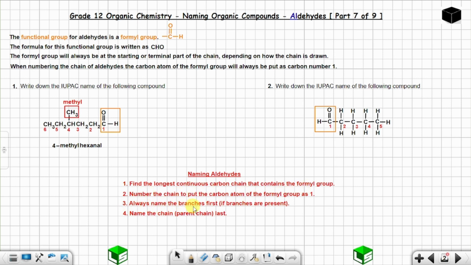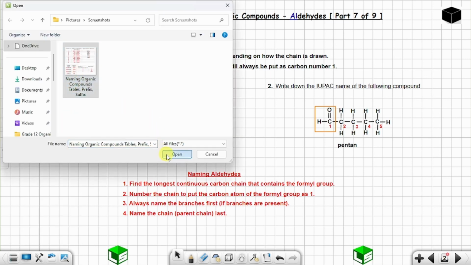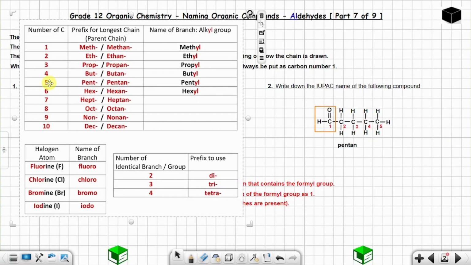Always name the branches first if branches are present. You don't have any branch. You can see that. After that, name the chain or parent chain last. So the parent chain is made up of 5 carbon atoms. You are going to use the prefix pentane. You can see that from the table. You have to memorize this table. 5 carbon atoms, pentane.